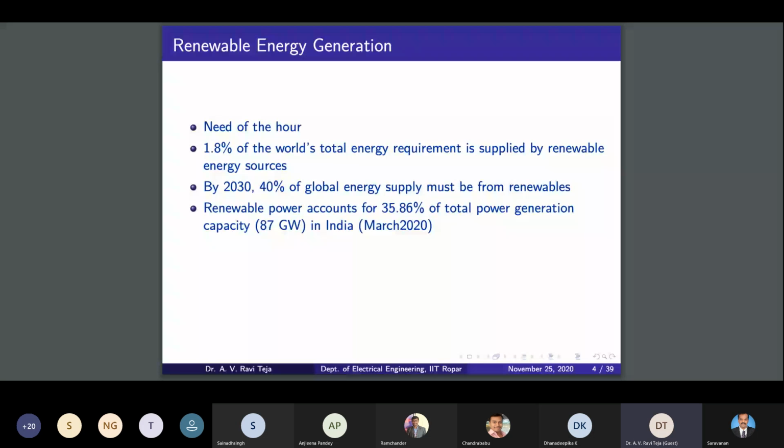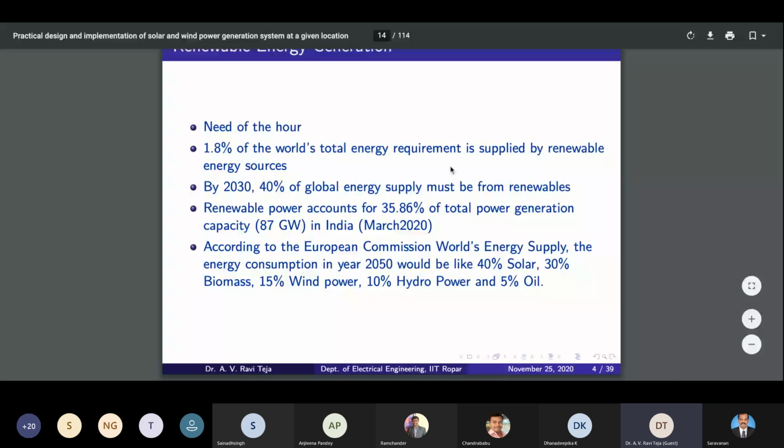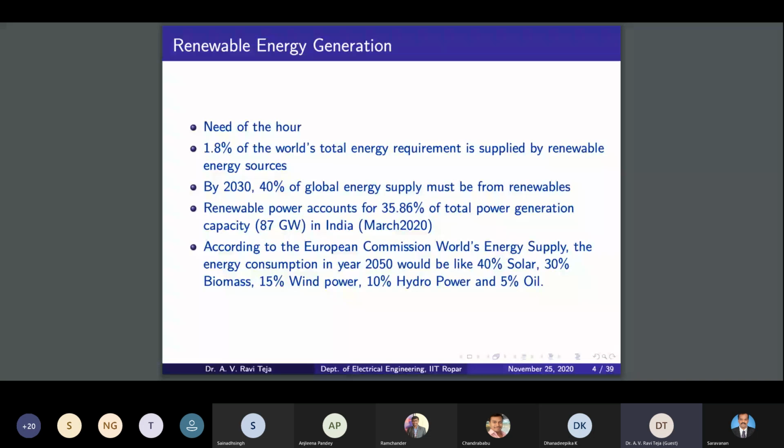According to the European Commission, for the world's energy supply by the year 2050, it is projected that 40% of the global power requirement should be met by solar, 30% by biomass, 15% by wind, 10% by hydro, and only 5% from oil. That means all the power which we now generate with non-renewable sources must be generated from renewable sources. So this is a huge demand. That is why research areas across all the departments in the globe are trying to work in their own capacity to invent new techniques so that we can more efficiently convert renewable energy and give it to the grid. Right?